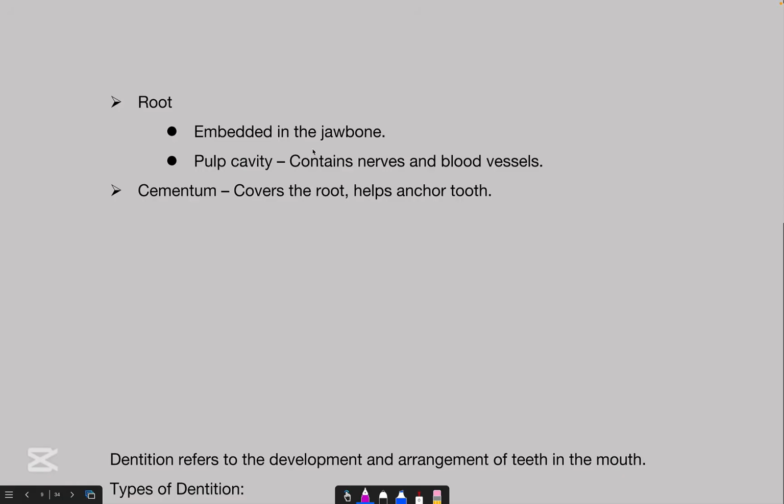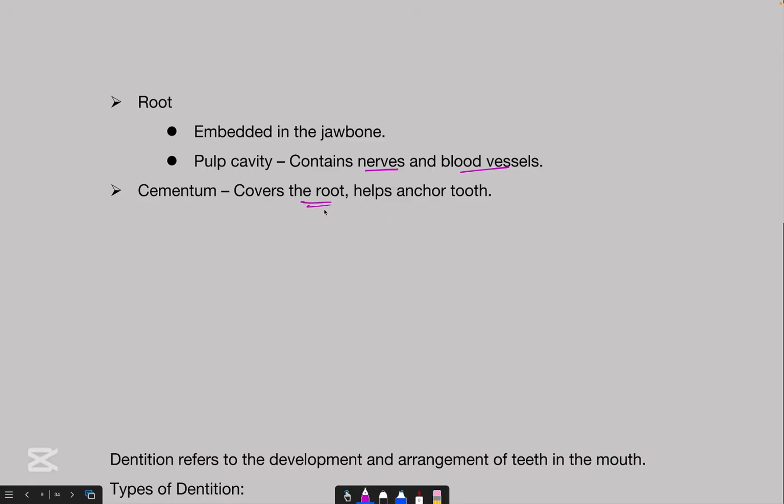You know where your jaw is? That's where the root is. And you have the pulp cavity in the root, which contains nerves and blood vessels. So what part of the teeth contains nerves and blood vessels? The correct answer is the pulp cavity. Then the cementum is the one that covers the root and helps anchor the teeth.